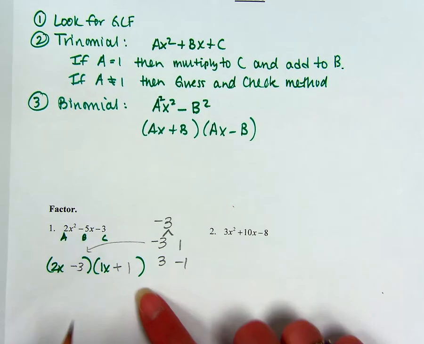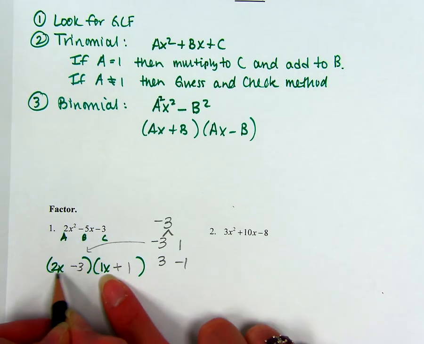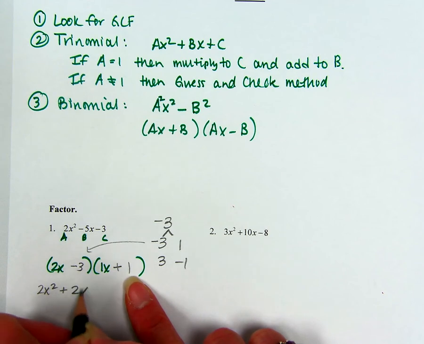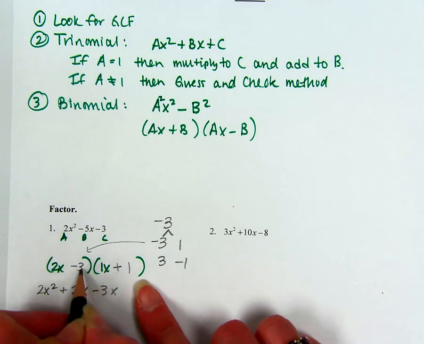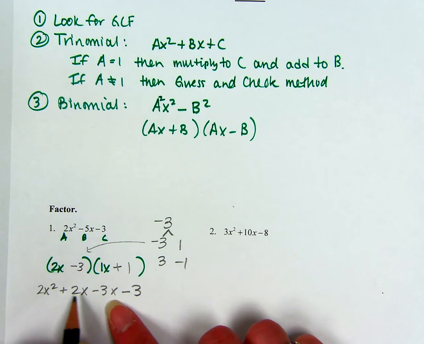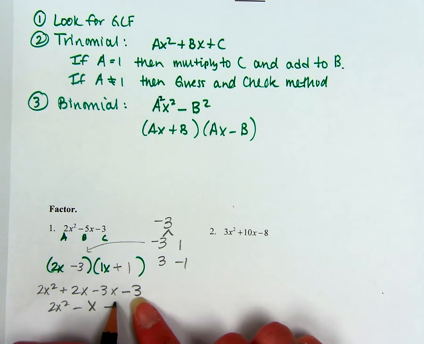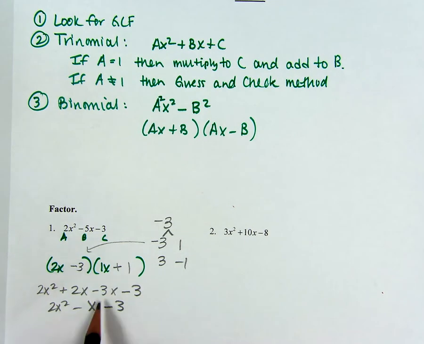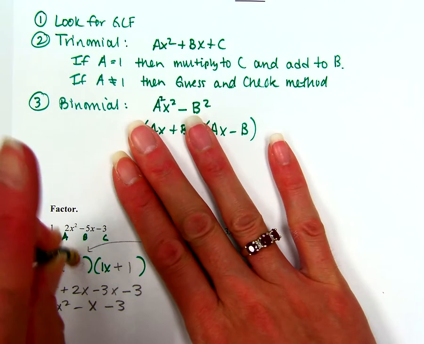All right, we're going to see if this works by doing first times first. That's 2x squared. Outer is 2x, inner is negative 3x, and last is negative 3. All right, now we're going to combine our like terms. Well, if I add these 2 together, then that doesn't give me my original. So I know that this can't possibly be right. All right, so I'm going to erase this. Try something else.